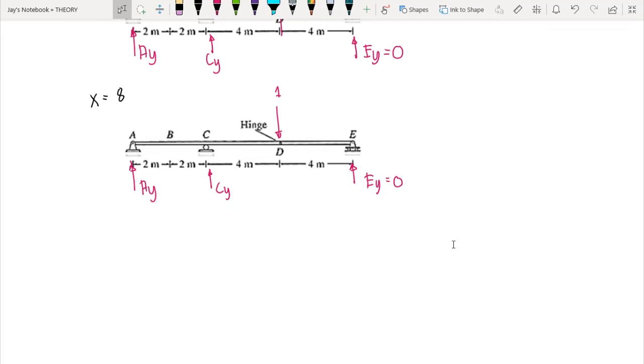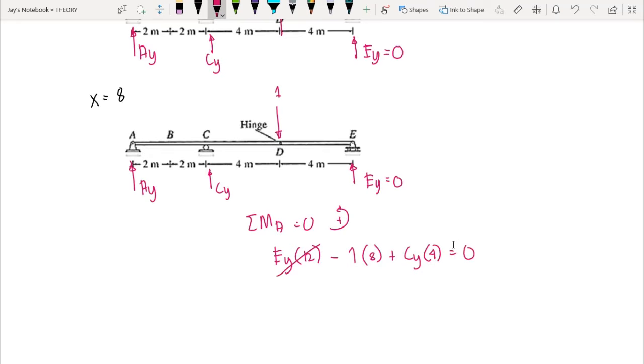And then we compute for C here by summing up moment at A is equal to 0, counterclockwise positive. So we have here EY times 12 minus 1 times 8 plus CY times 4 is equal to 0. We have EY is 0 here, so the remaining would be negative 8 plus 4 CY is equal to 0. That means we have CY is equal to 2, correct?